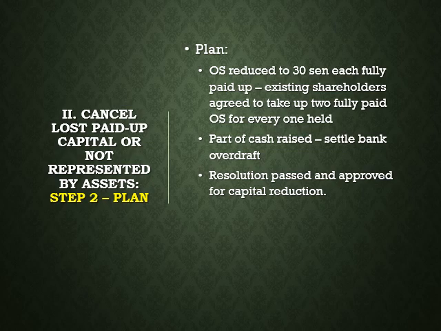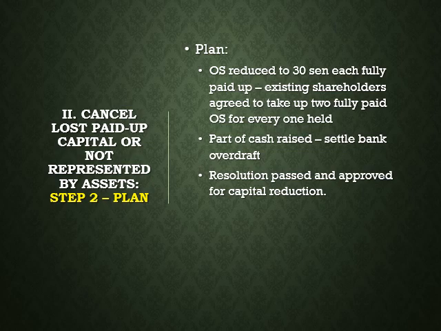The company's shareholders have also agreed to take up 2 fully paid ordinary shares for every one that they own. This simply means that they agreed to contribute more capital by subscribing to 2 new shares for every one that they own. This is necessary for the company to continue its business as it needs cash. From the cash received, the bank overdraft will be paid, and this plan is approved for capital reduction.